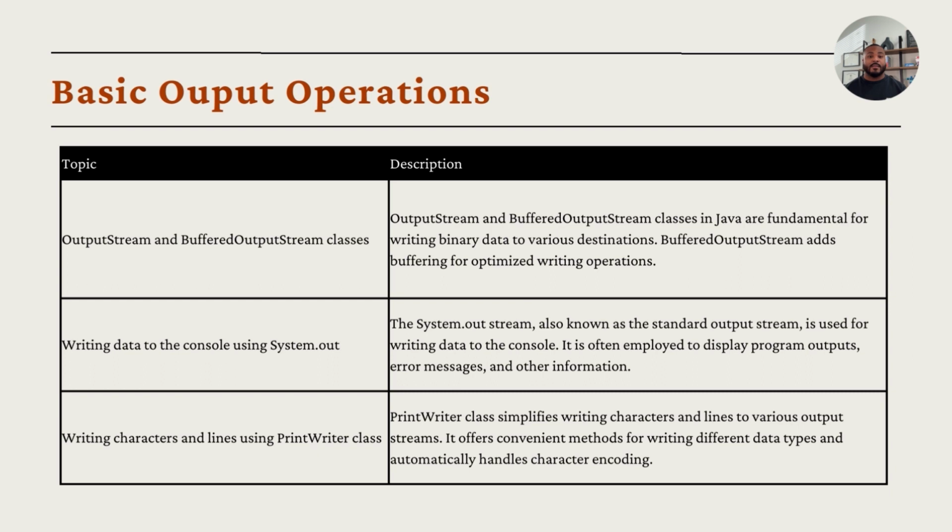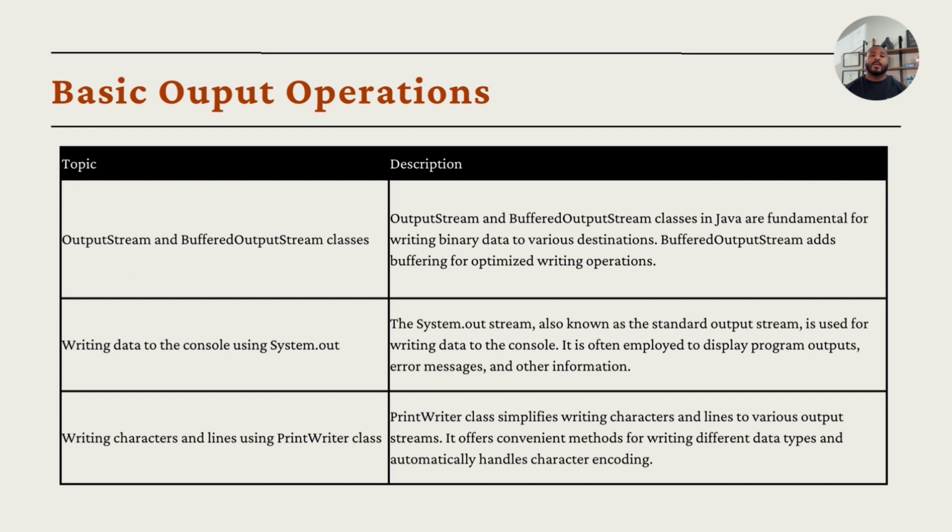So, we just discussed input operations. On the flip side, let's discuss some core concepts of basic output operations. First, we have the output stream and buffered output stream classes. So, oppositely of input stream, output stream serves as the foundation for writing binary data to different destinations, while the buffered output stream enhances efficiency by adding buffering capabilities and optimizing writing operations.